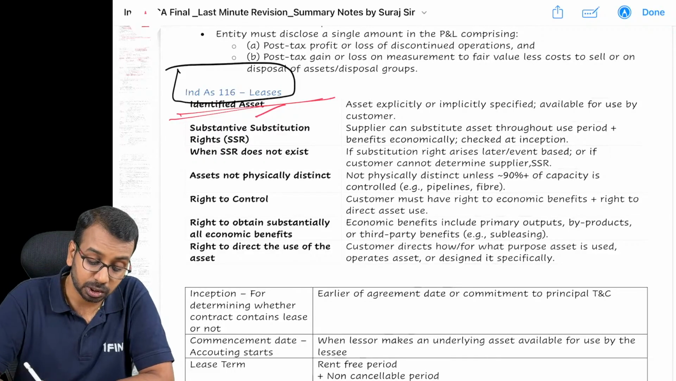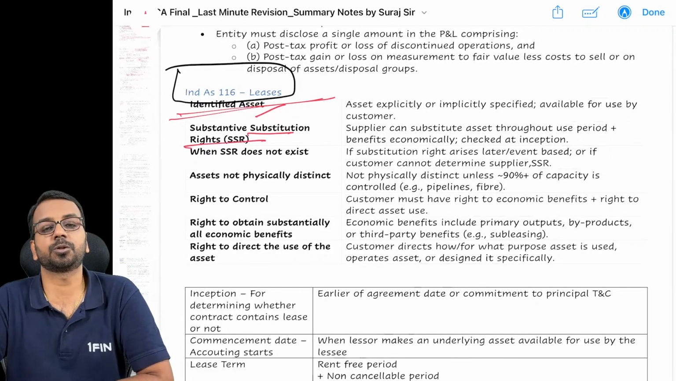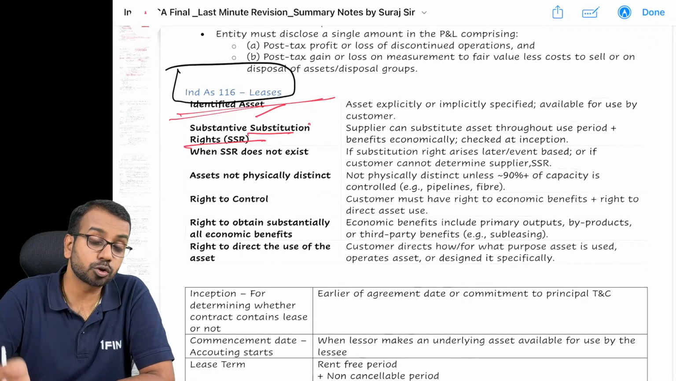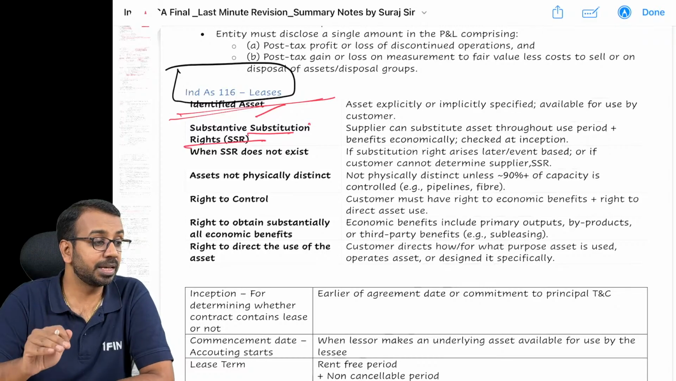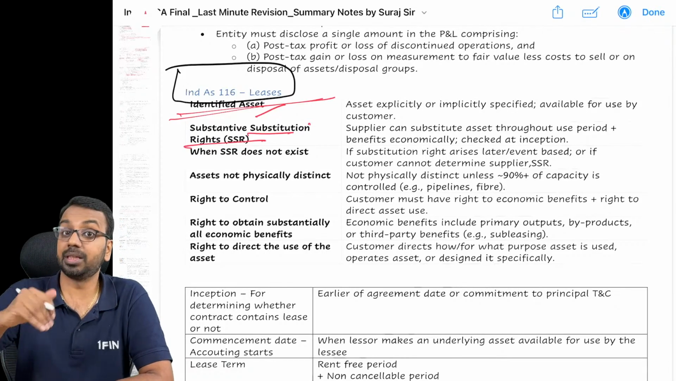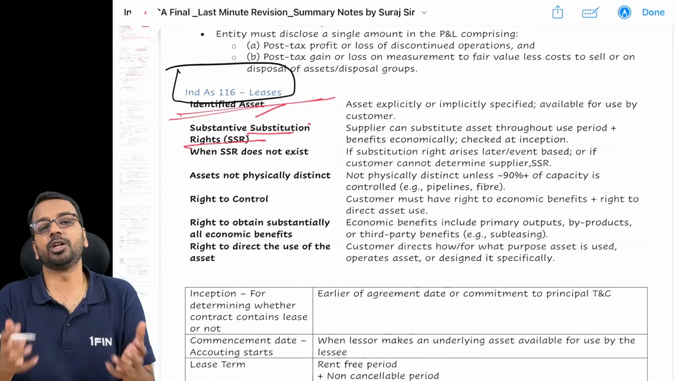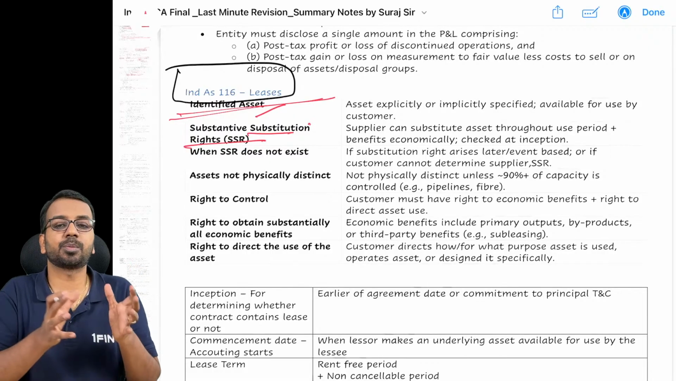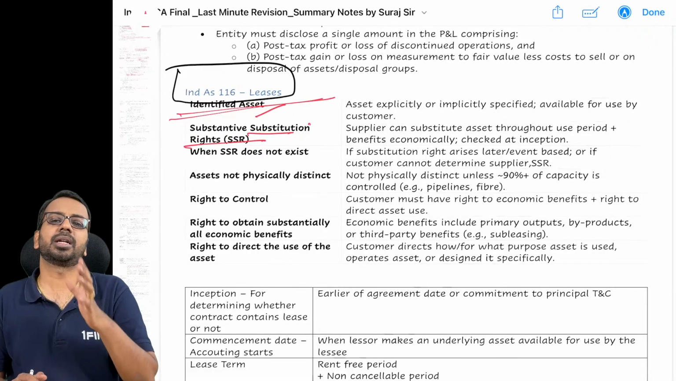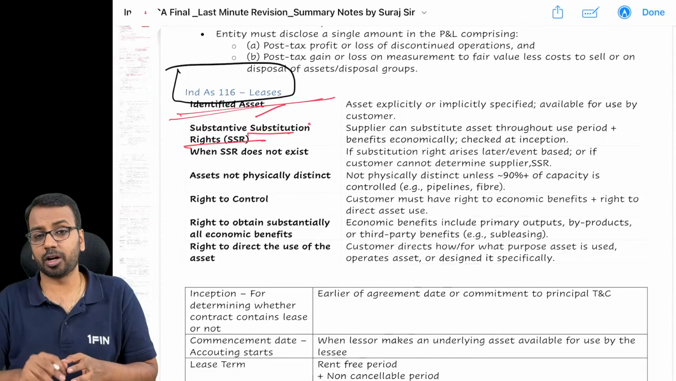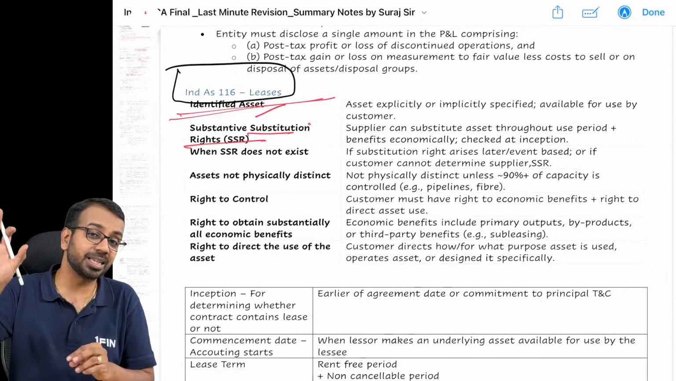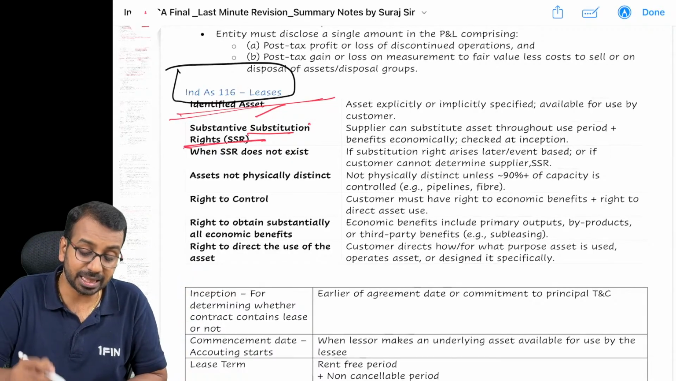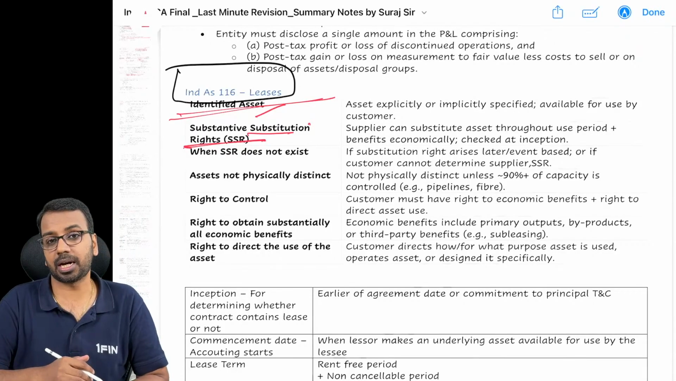The other thing is there should not be substantive substitution rights with the lessor. What is the meaning of this? The lessor should not be in a position to replace that particular asset. And when they replace that asset, when will they do it? They will do it when they have some benefits. So the lessor should not have any substantive substitution right. The lessor can't come and tell you, okay, you vacate the property, take this room instead of this particular room, take this car instead of this particular car. If that right is there, then in that case we say that there is a substantive substitution right, and hence there is no lease.